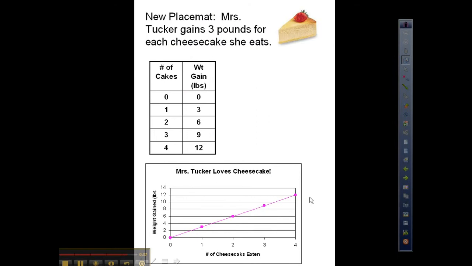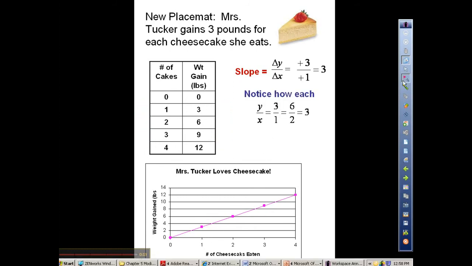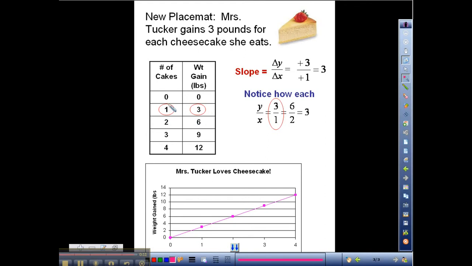Okay, I've made up a new placemat problem that's not in your journal. Mrs. Tucker gains 3 pounds for each cheesecake she eats. Yum, yum. I love cheesecake. All right. Here's what I want you to notice on this one. What's the slope? Yeah, a change in y of 3 over change in x of 1. My slope is 3.